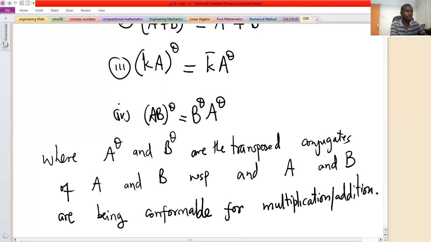So in the next session we'll do some examples involving how to rewrite a matrix in both Hermitian and skew Hermitian form.